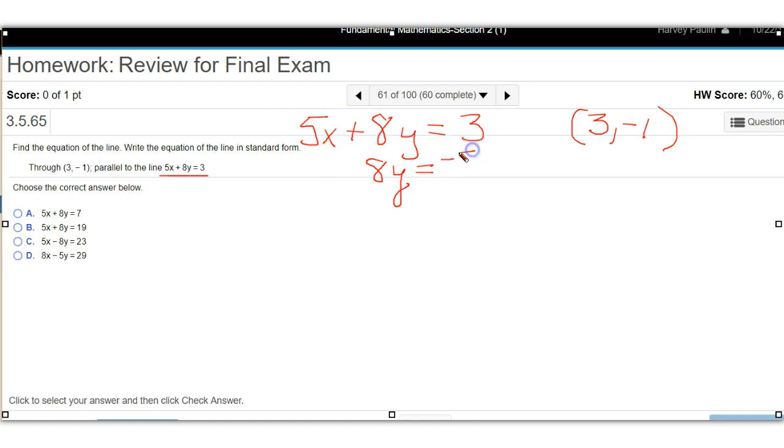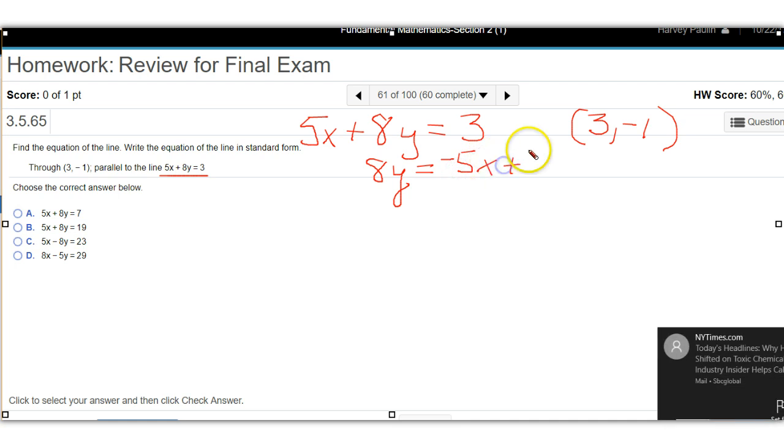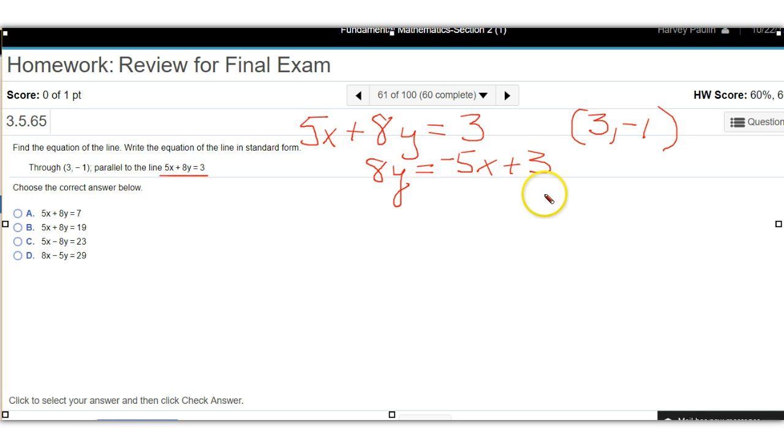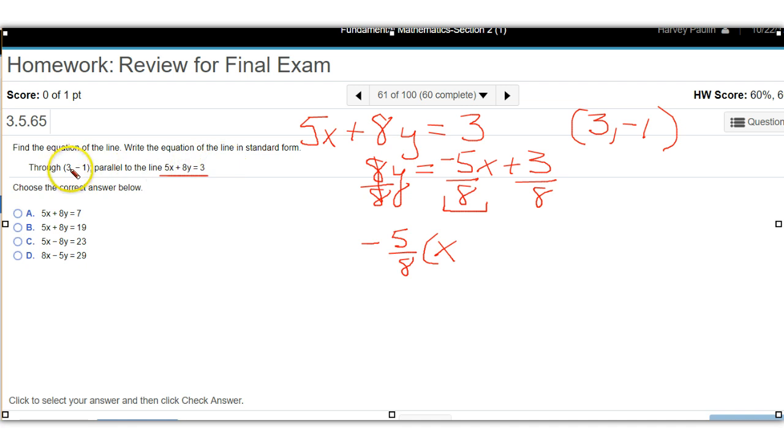Transpose this, negative 5x plus 3, and now divide everything by 8, and we end up with our slope is a negative 5/8 times x, and our x value is 3, so negative 3 there. And then we have y minus a minus 1. We'll make this a plus 1.